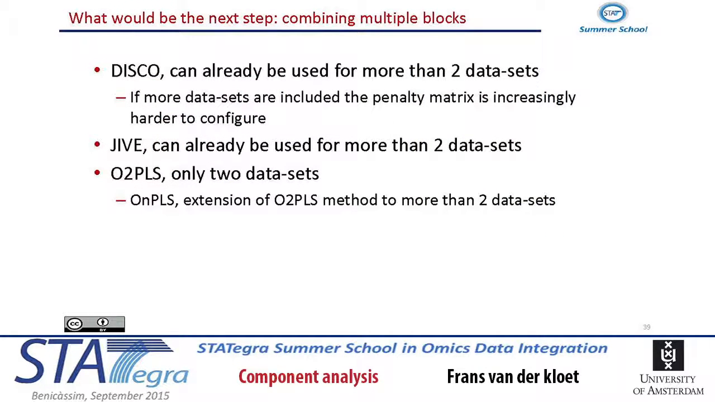So to summarize or finalize, what would be a next step? Well, not only two, but more than two blocks. For Disco, you can already do that, but it gets more difficult to make a penalty matrix. So you can do that, but it's more difficult. Jive you can already use for more than two datasets, and O2PLS is only two datasets, but they figured that out and extended it to ONPLS, which accommodates more than two datasets.